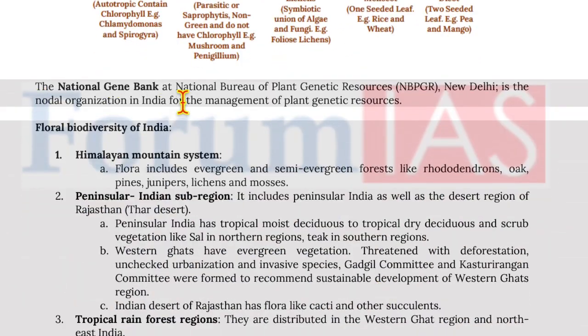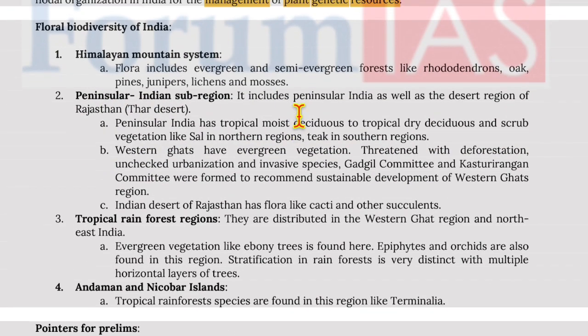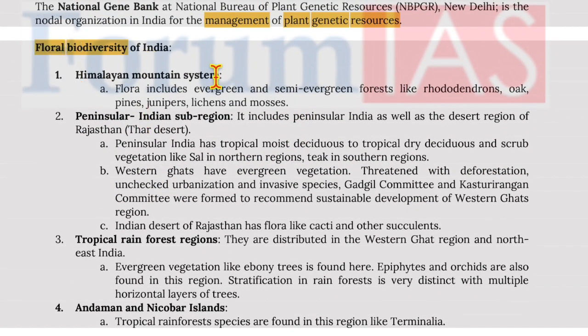Now, moving on, the National Gene Bank at the National Bureau of Plant Genetic Resources, New Delhi, is a nodal organization in India for management of plant genetic resources. Now, moving on to the floral diversity, biodiversity of India: Himalayan mountain system, peninsular Indian subregion, tropical rainforest, and Andaman and Nicobar Islands.